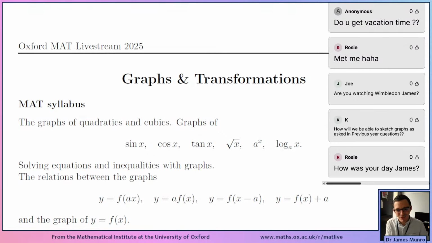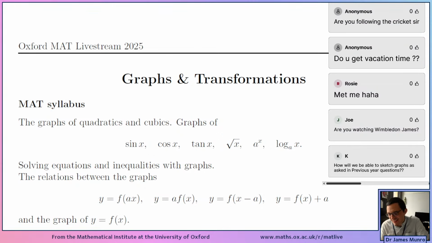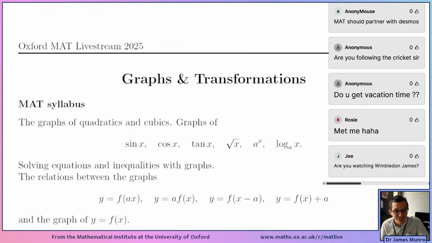Right, do I get vacation time? I get some holiday days I can use during the year, but actually summer is pretty busy for me because summer is the time that students are not in school, so it's a good time for them to come to Oxford for an open day, or for a summer school, or for a bridging course, and then before I know it, it's the start of term again. Yeah, we should sign some deal with Desmos.